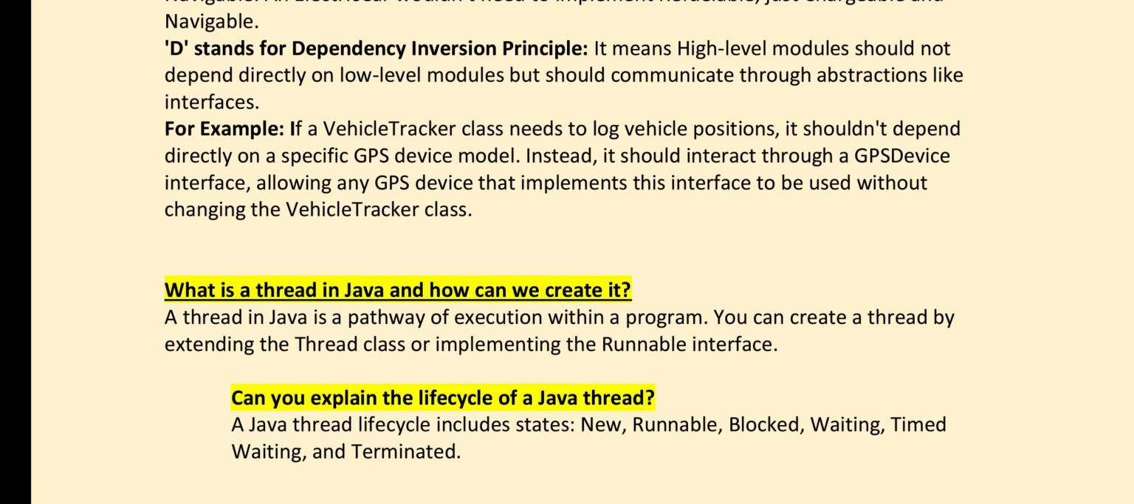What is a thread in Java? How can we create it? A thread in Java is a pathway of execution within a program. You can create a thread by extending the Thread class or implementing the Runnable interface. Can you explain the life cycle of a thread? A Java thread lifecycle includes states like new, runnable, blocked, waiting, timed waiting and terminated. The remaining explanation I will give you in the next video.